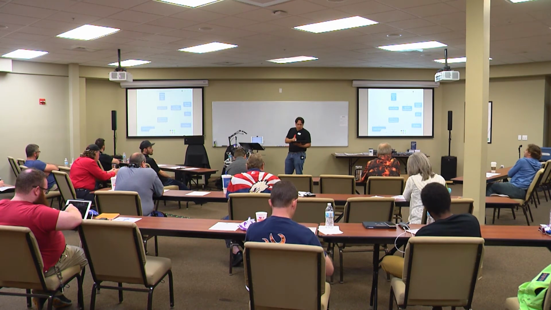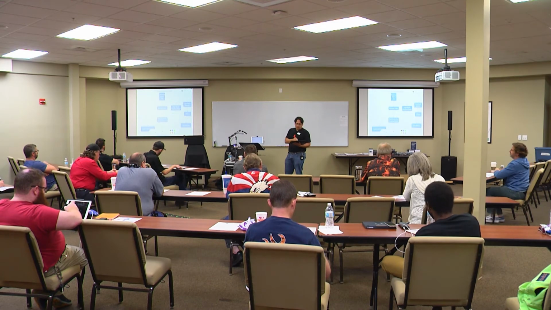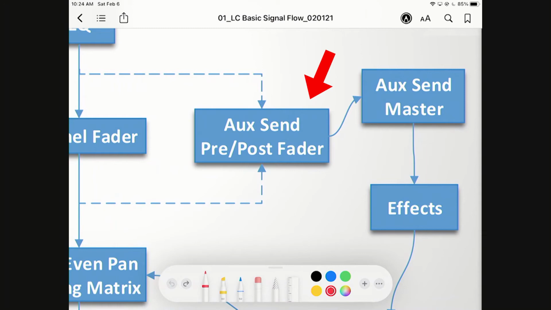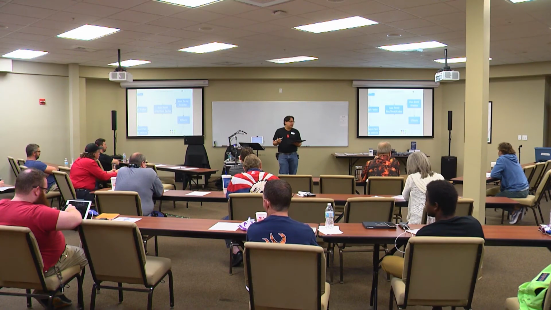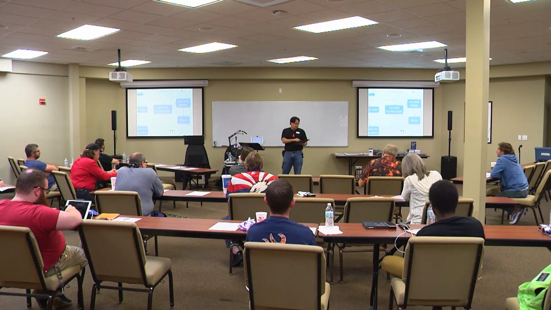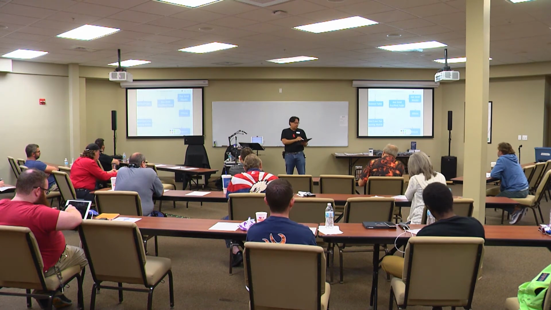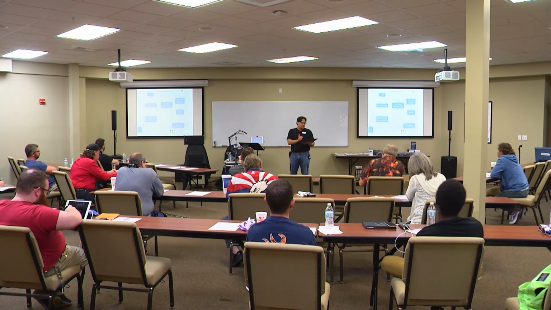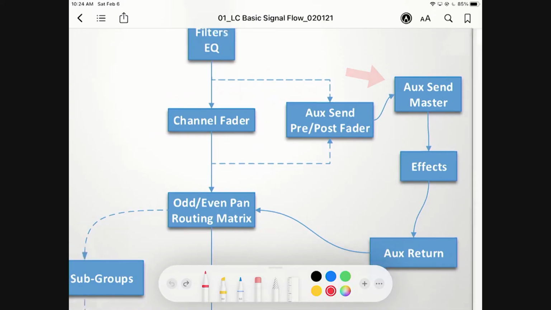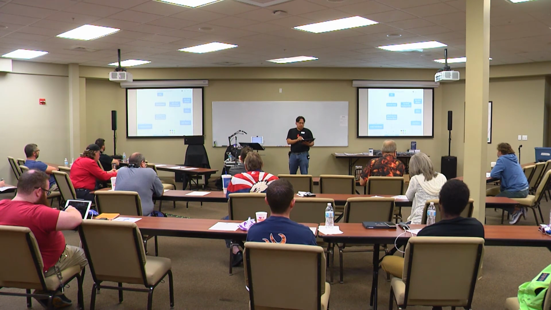So out of that, let's skip the channel fader for just a second. Go to the right. You see here the aux send. We have an optional pre and post fader. Pre and post means before or after that fader is where you're grabbing a copy of that signal, or sending a copy of that signal somewhere. Then you go to your aux send, pre or post fader. I thought I fixed this. That actually should just be aux send master there. And that's kind of redundant. My bad. So aux send master.